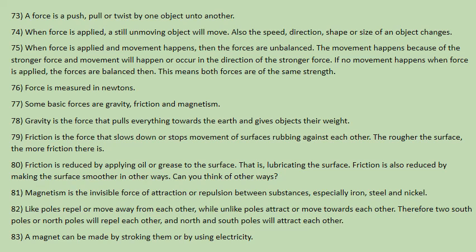Like poles repel or move away from each other, while unlike poles attract or move towards each other. Therefore, two south poles or two north poles will repel each other, and north and south will attract each other. A magnet can be made by stroking them or by using electricity.